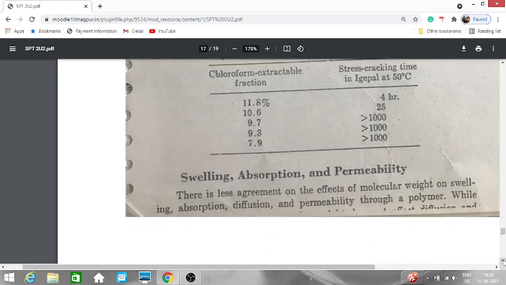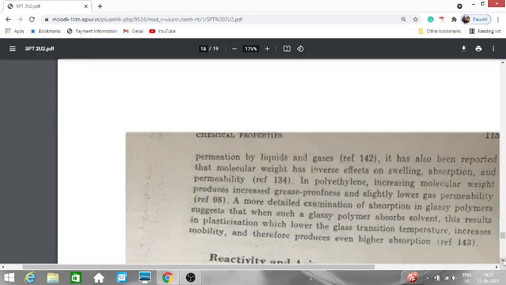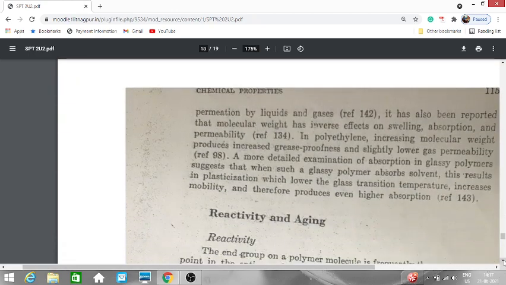Swelling, absorption, and permeability. There is less agreement on the effects of molecular weight on swelling, absorption, diffusion, and permeability through a polymer, and permeation by liquid and gases. It has also been reported that molecular weight has inverse effects on swelling, absorption, and permeability. In polyethylene, increasing molecular weight produces increased greaseproofness and slightly lower gas permeability.